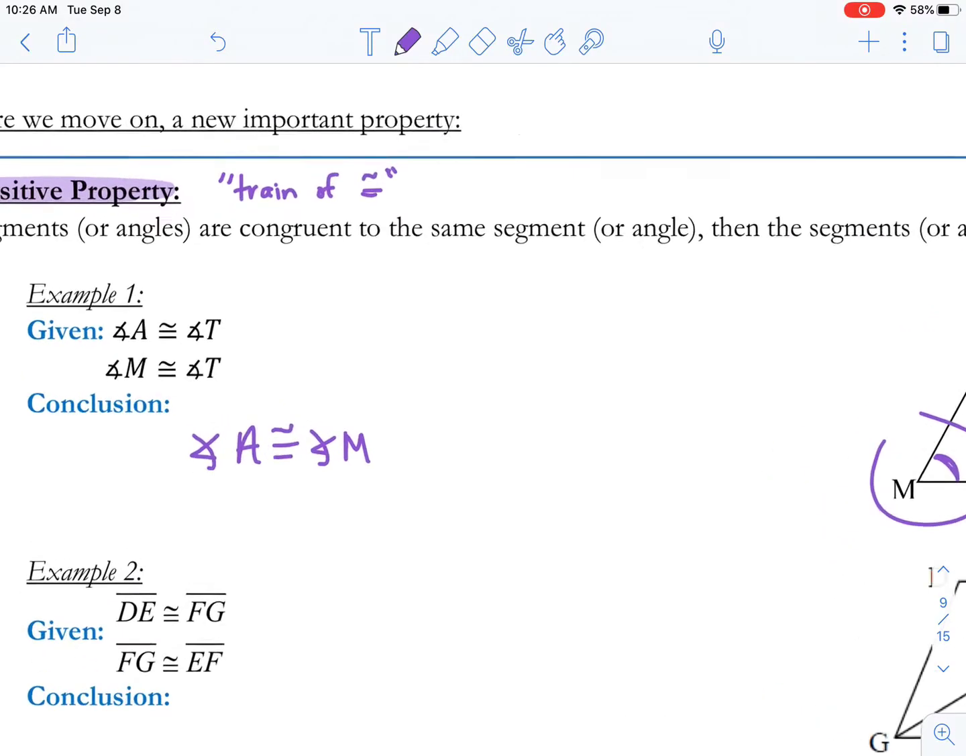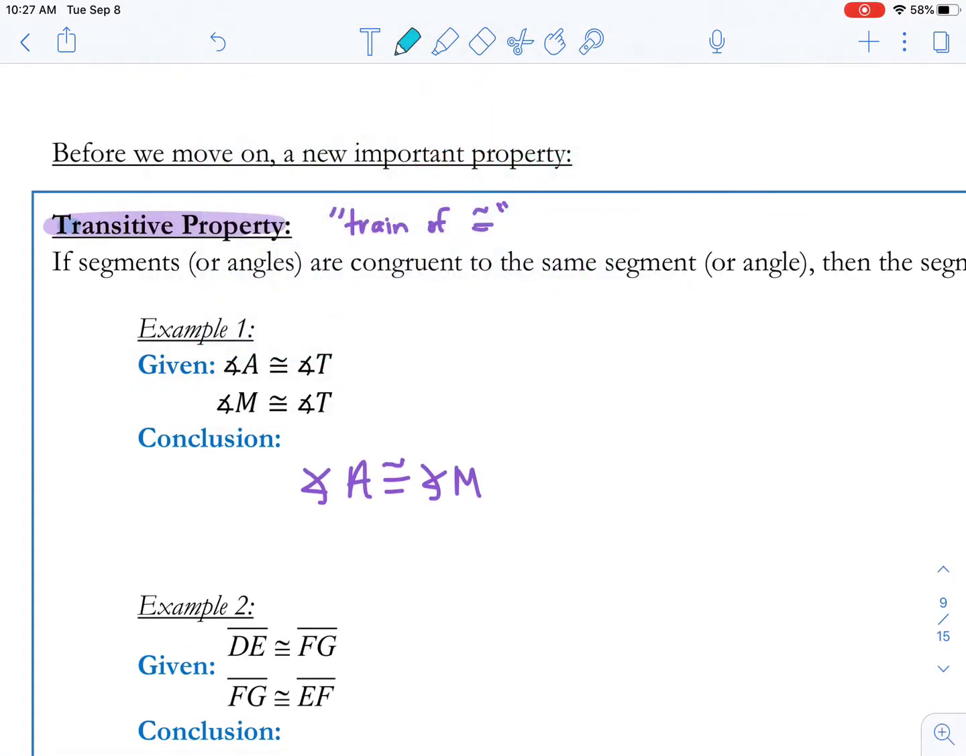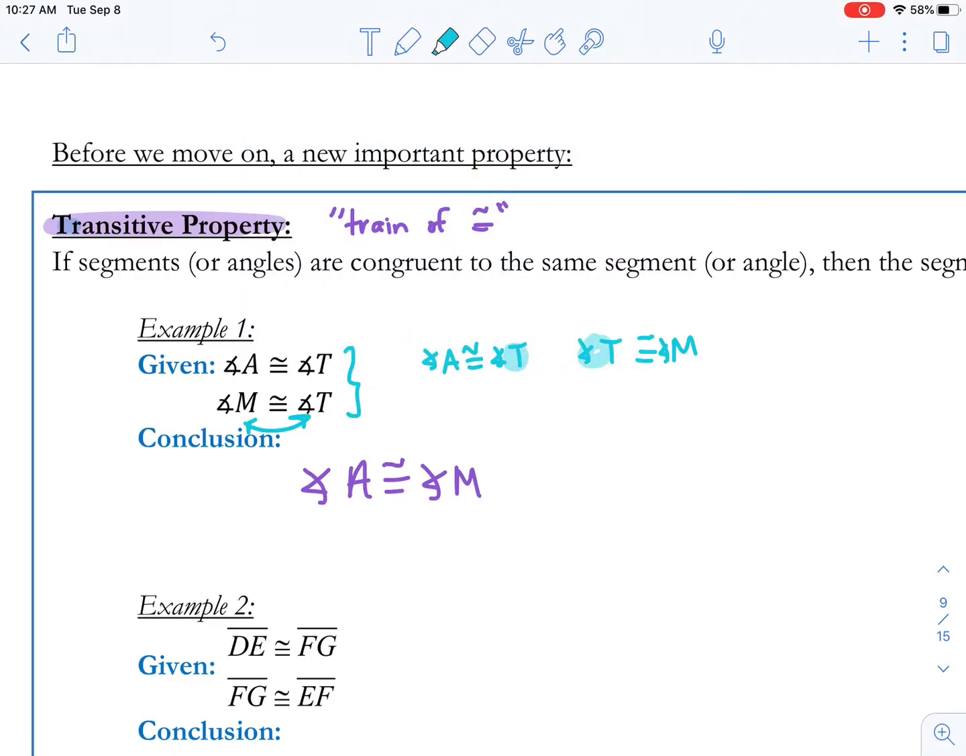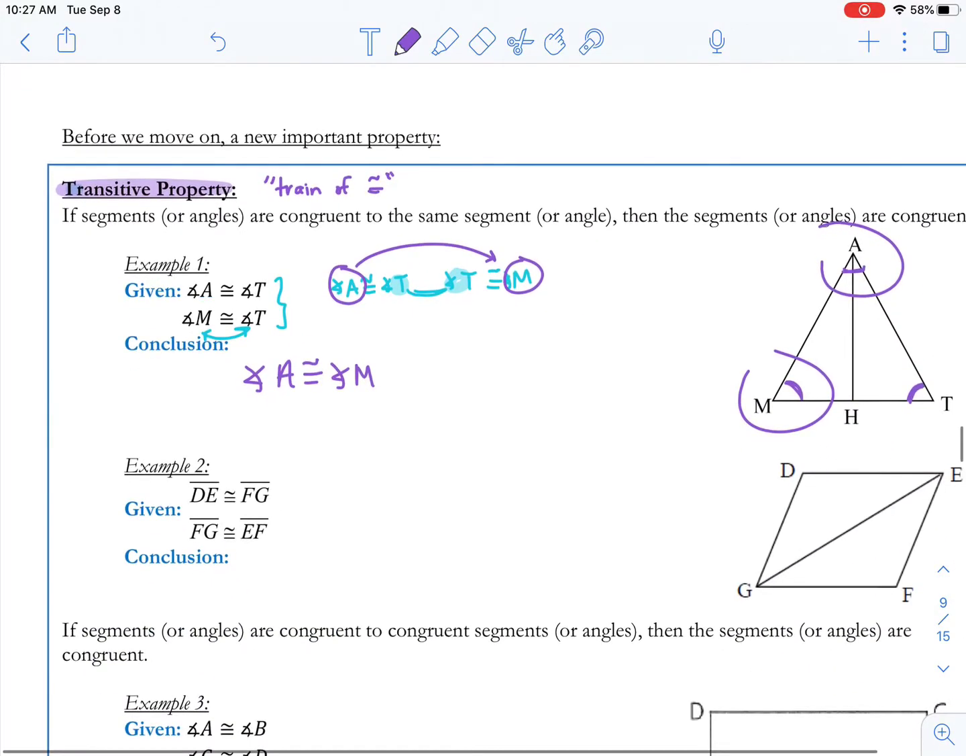We can see it in the diagram, but we can also see it in the given. If I were to rewrite this as angle A is congruent to angle T, what if I just switch these? We can switch the order of this list here. We can say angle T is congruent to angle M. Do you see how these guys match up in the middle? They kind of connect each other like cars of a train. If these two match, then the conclusion we can say using the transitive property is that the first is congruent to the last. Okay, that's the transitive property.